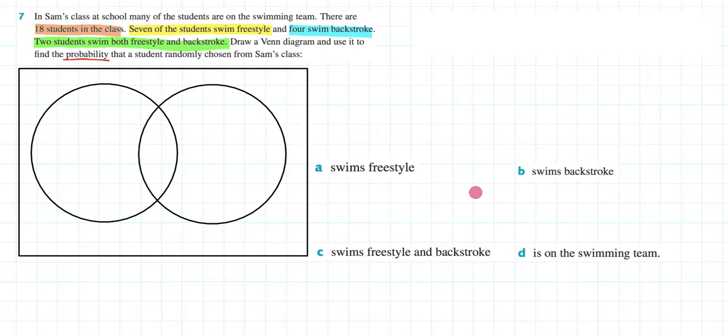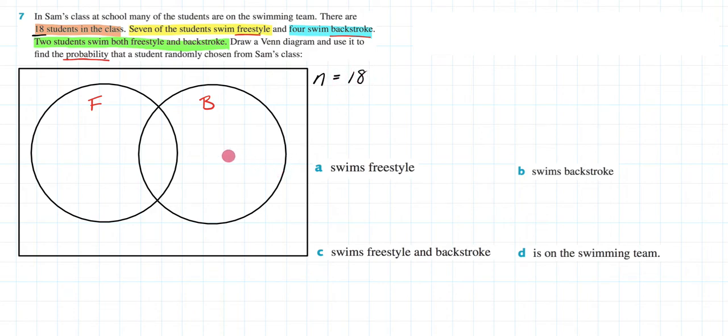All right, before we get into these questions, let's draw our Venn diagram. So we know that we're dealing with 2 groups. We have a freestyle group and we have a backstroke group. So we have F and we have B. Second thing we know, we have 18 students in the class. So that means our N, our total amount of students, is 18.